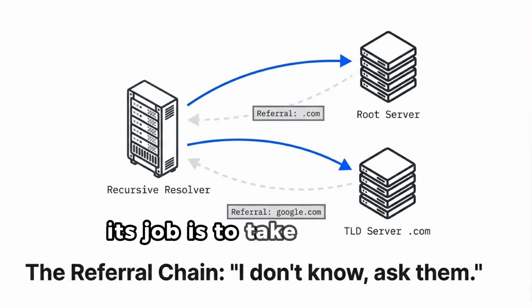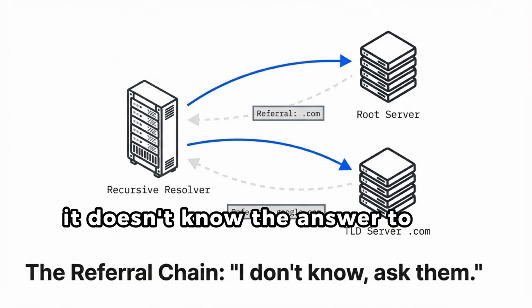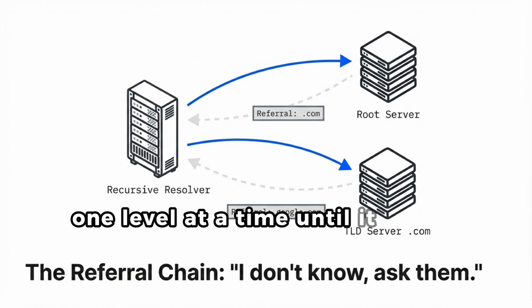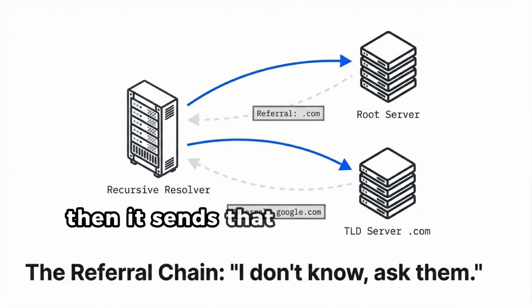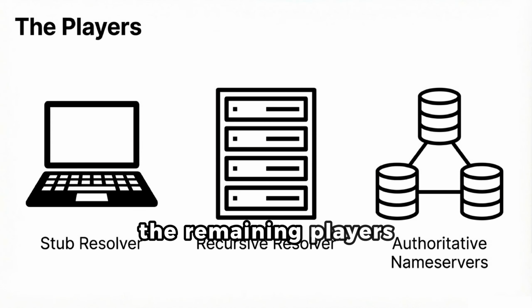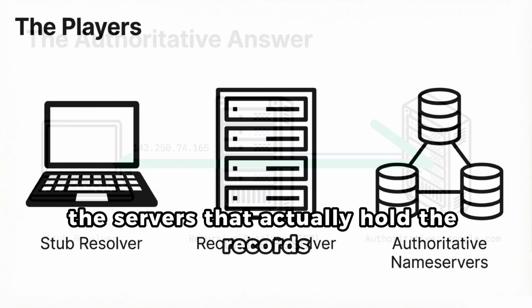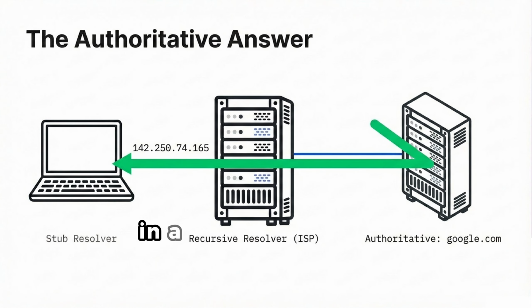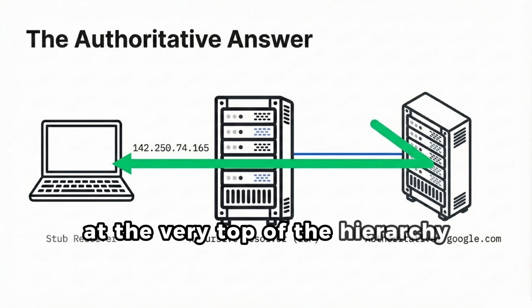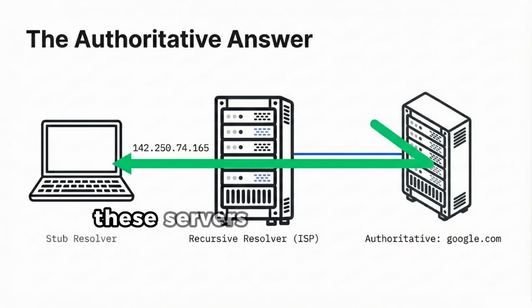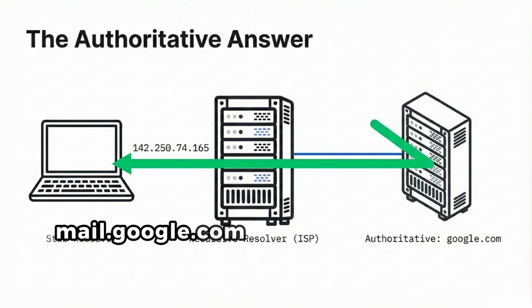Its job is to take a question it doesn't know the answer to and go find it by working through the hierarchy one level at a time until it gets a definitive answer. Then it sends that answer back to you. The remaining players are the authoritative name servers, the servers that actually hold the records. There are 3 types we care about in a typical resolution. There are the root name servers, 13 logical server addresses at the very top of the hierarchy, operated by various organizations around the world. These servers don't know the address for mail.google.com.